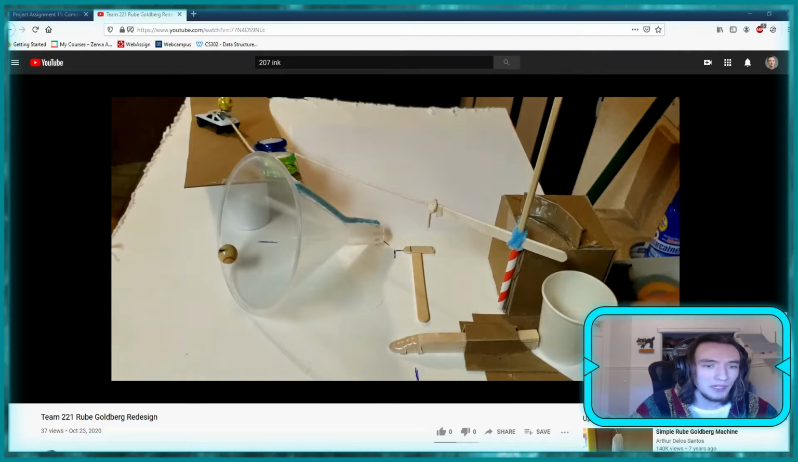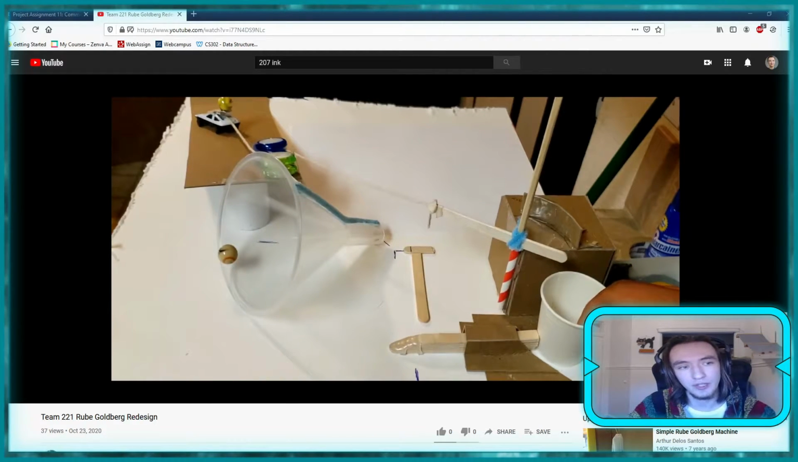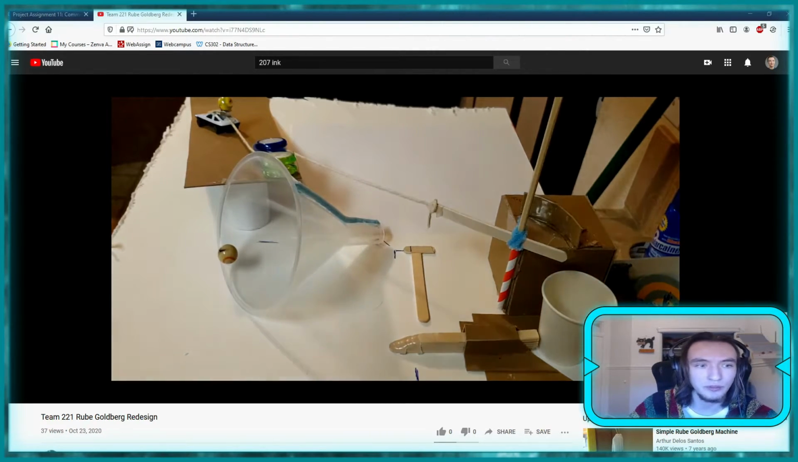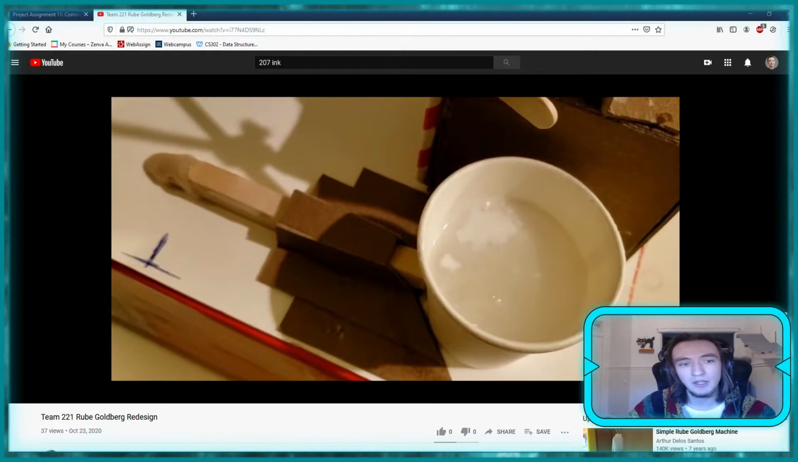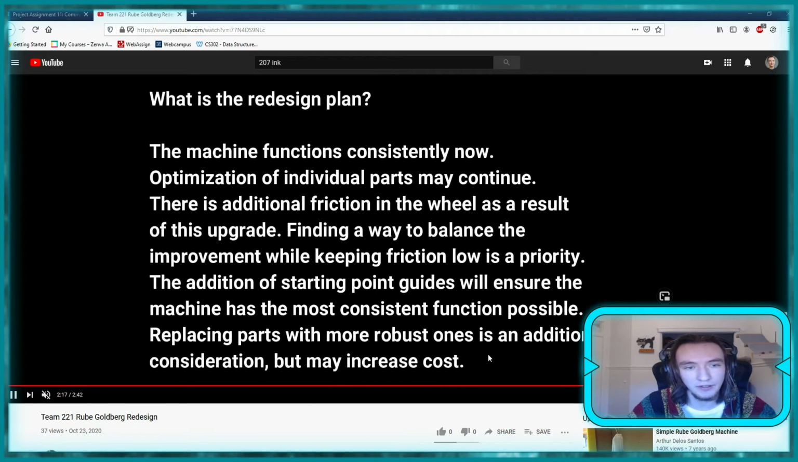Our other main improvements from our original design were the use of starting point guides. So you can see those especially on this top-down view with the funnel there. And those little spots ensured that we always had our pieces where we were going to want them between runs. So we could have our machine always functioning, but making sure that it functioned the same way each and every time was very difficult.